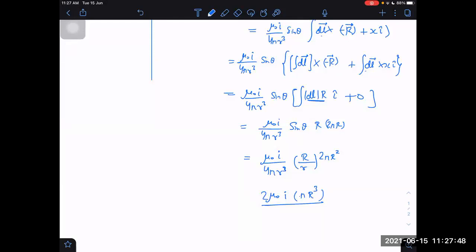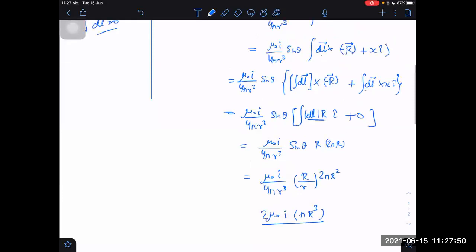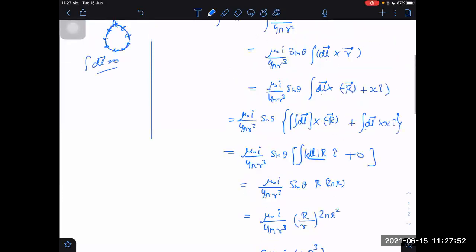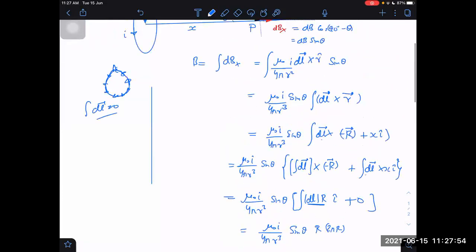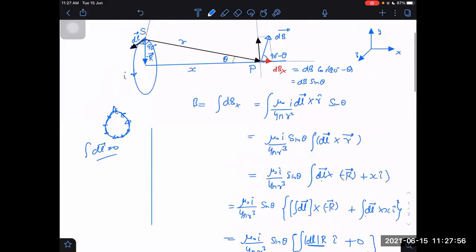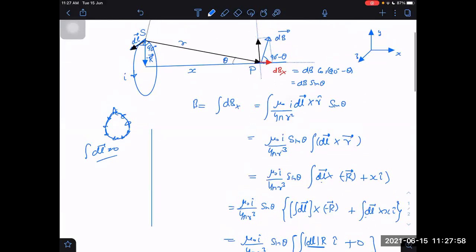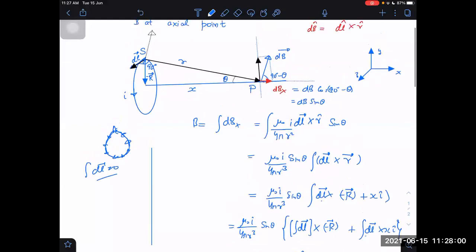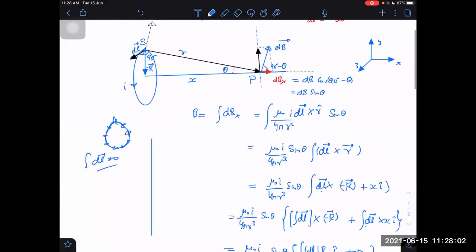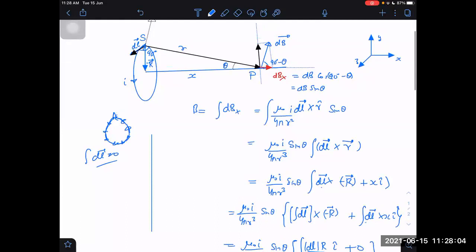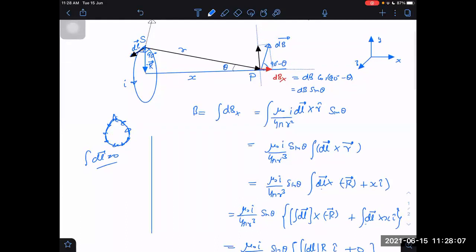What is it here? Sine theta, is it right or wrong? No, I think it is not right here. Why am I taking sine theta? I am taking dl cross r. And why sine theta again? Sine theta is because we are taking the horizontal component. Or wait, vertical component. You are right.